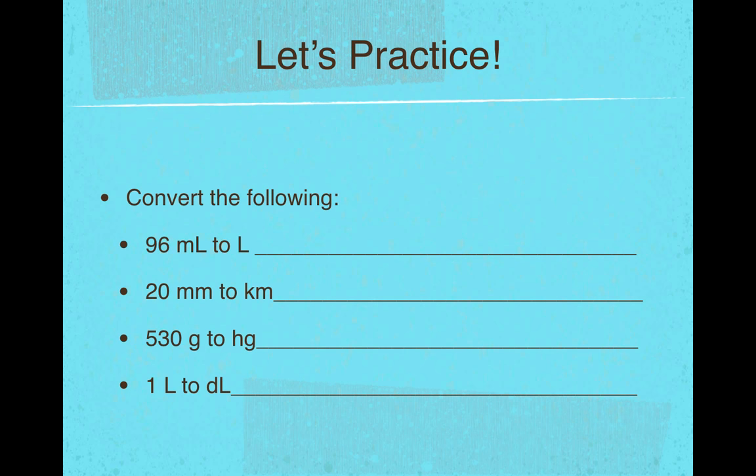So let's practice doing the following conversions. I will help you with the first one, and then I'm going to have you take some time and do them yourselves. So, 96 milliliters to liters. We're just going to do it by moving the decimals because it's nice and easy. I always like to start by writing my units up top. B here stands for base unit.